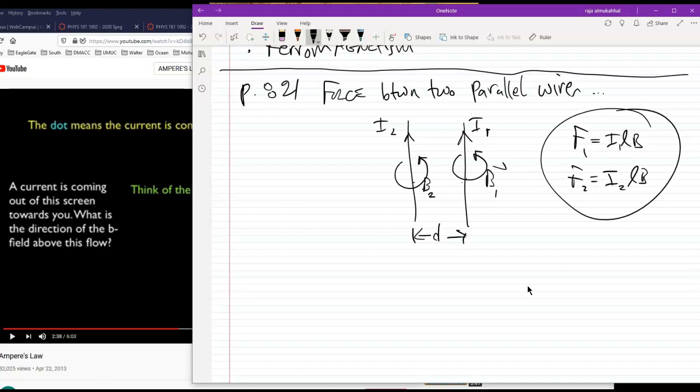Now, you can use those to derive the force law, which I'm not going to do here, but basically you'll end up with a force between them. Because they are going in the same direction, the force between them is going to be attractive. In other words, you will see that both forces are attracted to each other. And this force is equal to mu naught over 2 pi, I1, I2 over d, the distance between them, multiplied by the length of each wire, assuming both of them have the same length L. You got that? Okay.